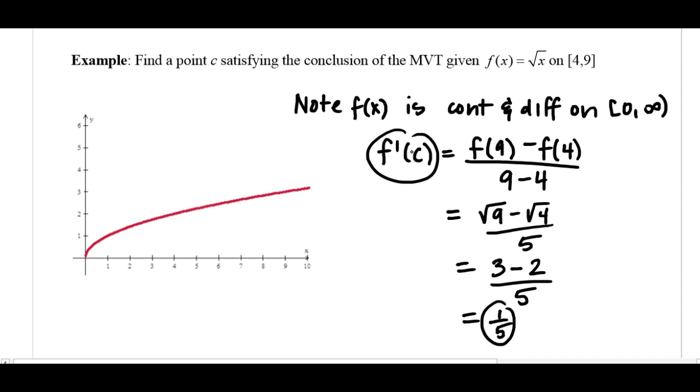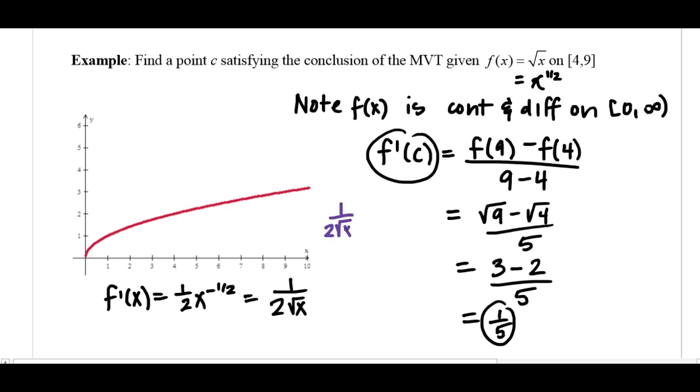Well, first I'm going to need f prime of x. So f prime of x, the derivative of the square root of x, remember this is x to the 1 over 2, so this is 1 over 2 x to the negative 1 over 2, or 1 over 2 radical x. So what I'm really doing is solving, when does 1 over 2 square root of x equal 1 over 5? Whatever that value is, that's going to be my C. So let me change colors. We're setting up the equation, when does 1 over 2 radical x equal 1 over 5?